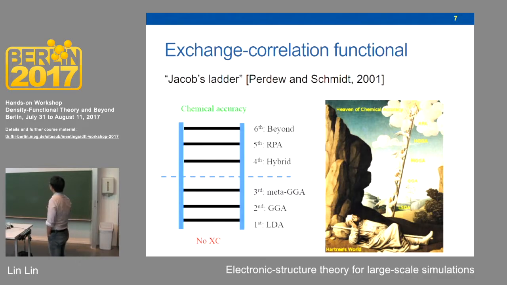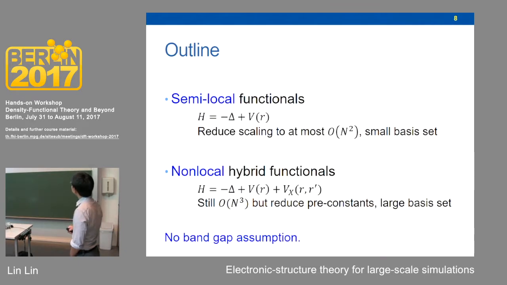So the focus of this talk is going to be up to hybrid functional. I won't be talking at all about RPA, because I believe there are still many theoretical issues to be resolved there. More specifically, I'm going to talk about two things, if I had the time. And the first is about how to accelerate semi-local functional calculations.